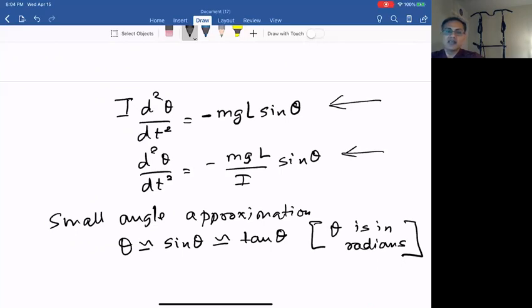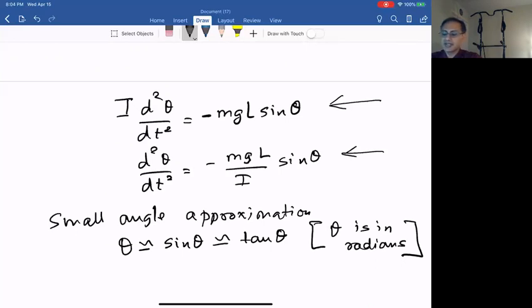Just switch to radian mode, take some small angle, like 0.1 or something like that, and find sine of 0.1, and then find tan of 0.1, and you will see that they're very, very close to one another. The differences are like several places of decimal. So these quantities are all very close to each other if theta is small.